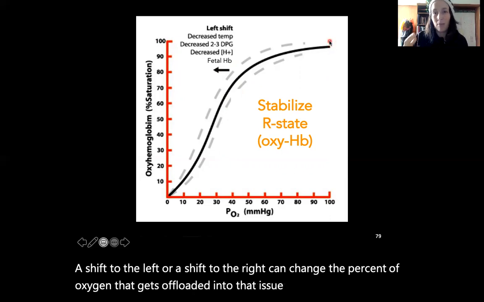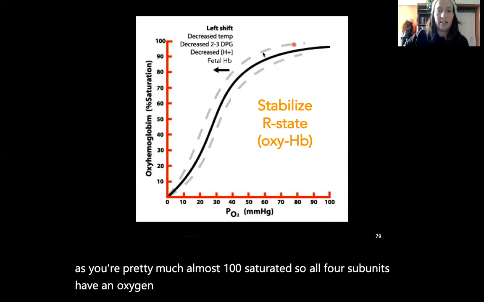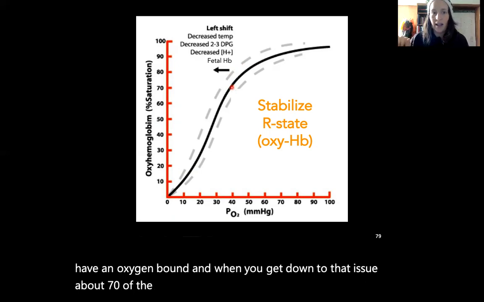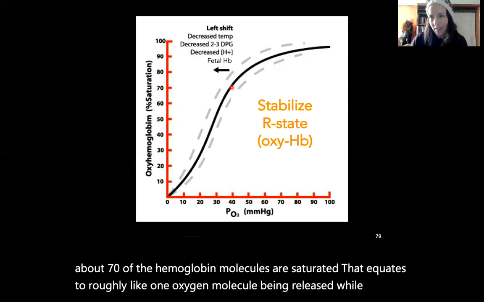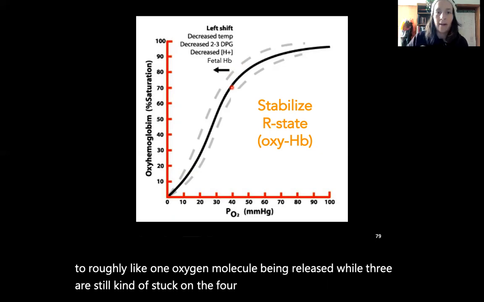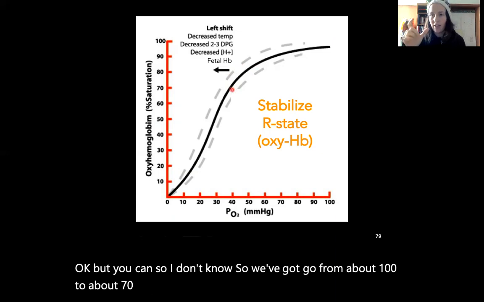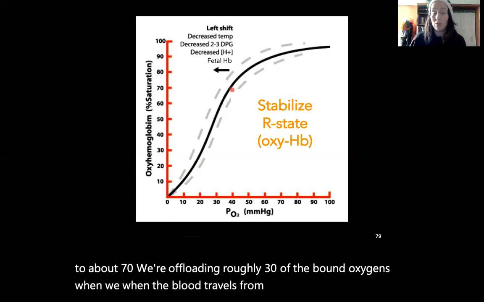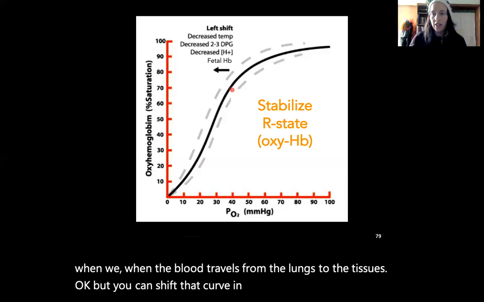Because in the lungs, you're pretty much almost 100% saturated. So all 4 subunits have an oxygen bound. And when you get down to the tissue, about 70% of the hemoglobin molecules are saturated. That equates to roughly 1 oxygen molecule being released while 3 are still stuck on the 4 subunits, roughly. So if we go from about 100 to about 70, we're offloading roughly 30% of the bound oxygens when the blood travels from the lungs to the tissues. Okay. But you can shift that curve, and that curve shifts for different reasons.